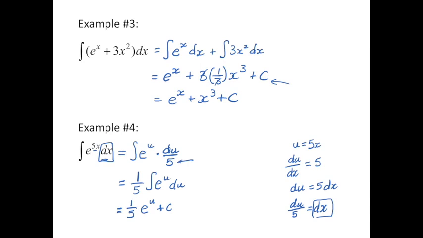But because we started out with an x, we need to finish with an x. So we'd go back and we'd replace that u with 5x. So our final answer would be 1 over 5 e to the 5x plus our constant c. And we don't need to divide the constant c by 5 because, again, it's a constant, and dividing it by 5 would just make a new constant, which would just become a new c. So we can just leave it at this c. So that would be our final answer.